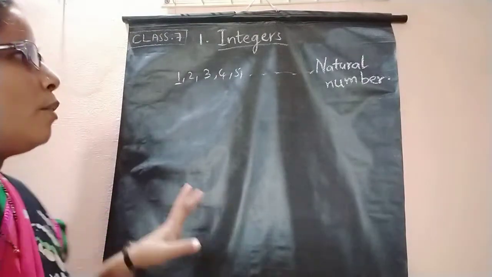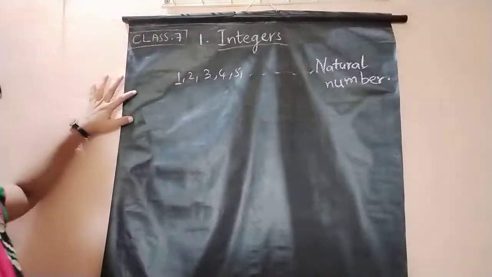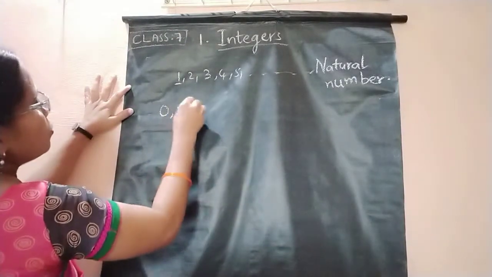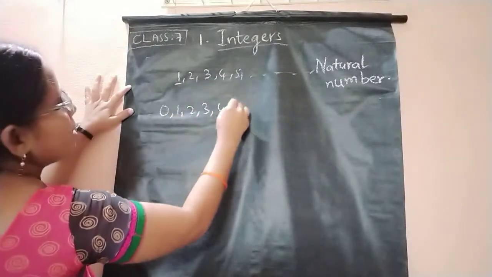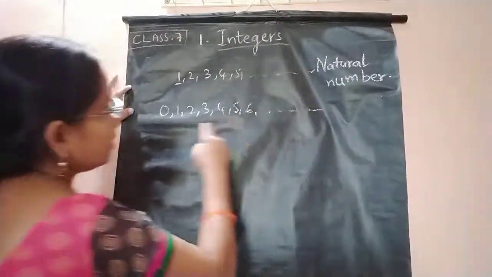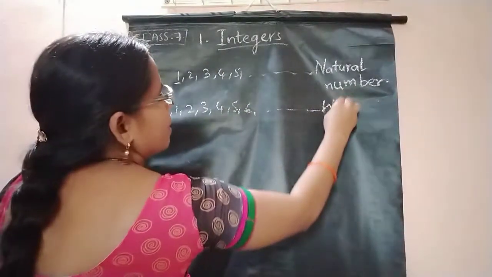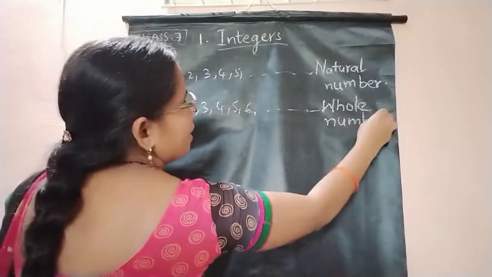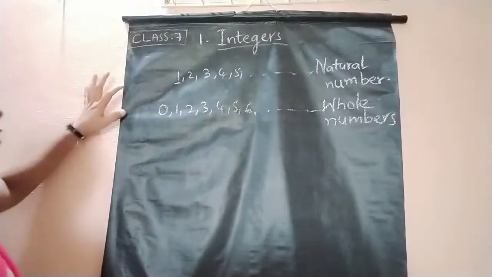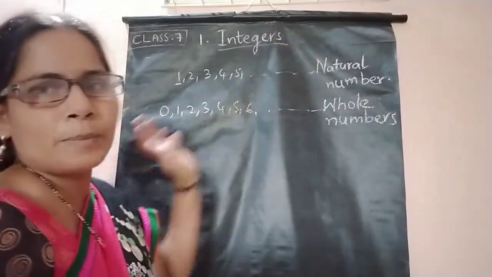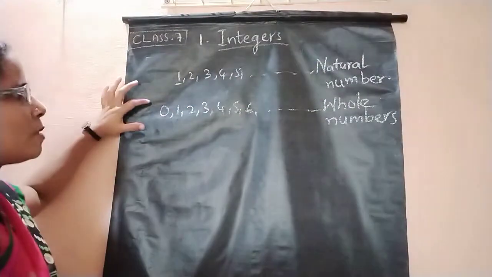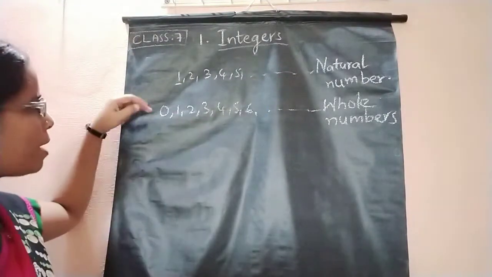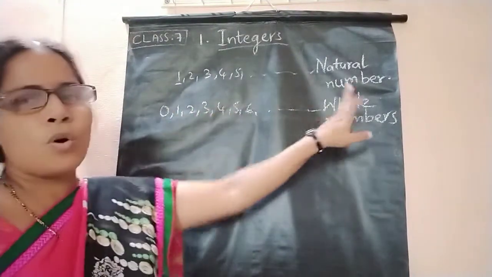And what is the next one? Whole numbers: the numbers along with 0. So that means 0, 1, 2, 3, 4, 5, 6 and so on. These are called whole numbers. Whole numbers are indicated by capital W. Natural numbers are indicated by capital N. So the whole numbers are the counting numbers, that means the natural numbers along with 0 are called whole numbers.